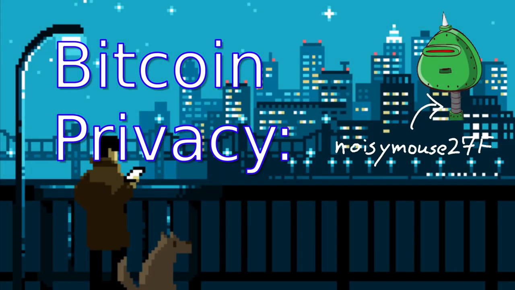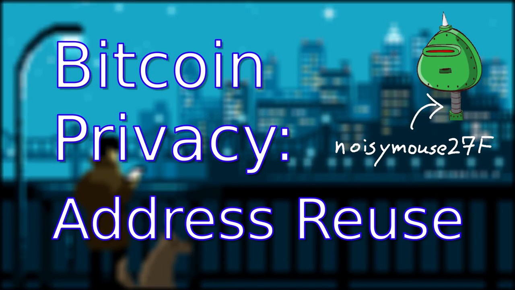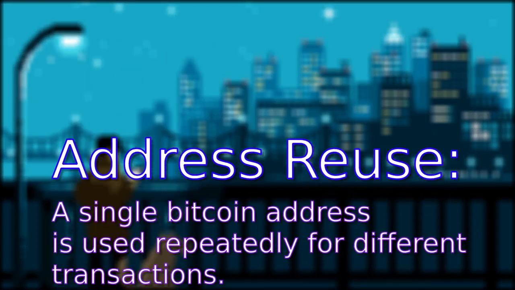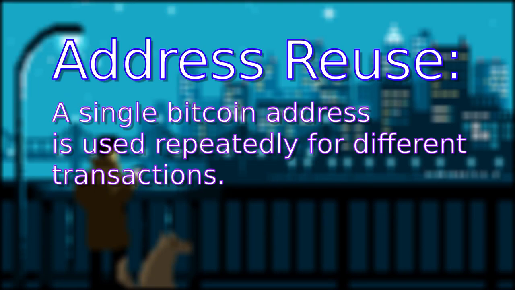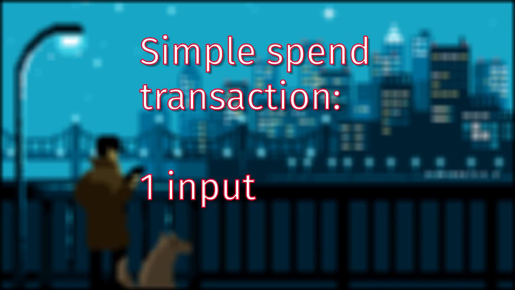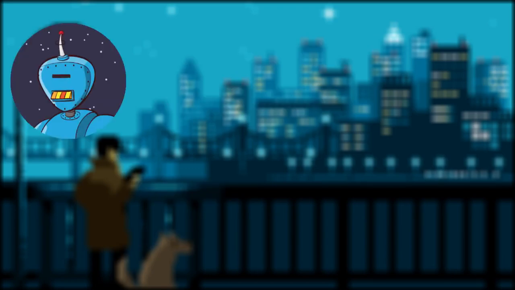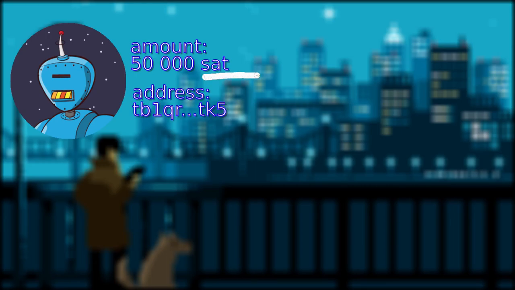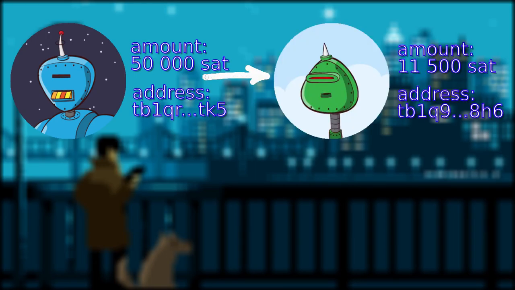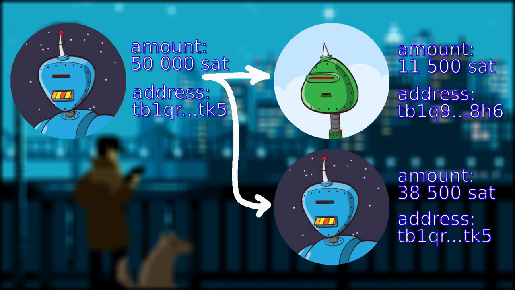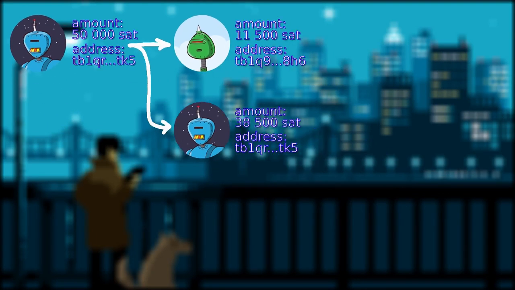In this video, we'll be covering the topic of address reuse. Address reuse, as the name would suggest, is the act of using and reusing the same address for different transactions. Let's go back to our previous example of a simple spend transaction with one input and two outputs, where Bitcoin QNA takes his 50k sats and pays me 11,500 sats and gives the remaining change back to himself as the second output.